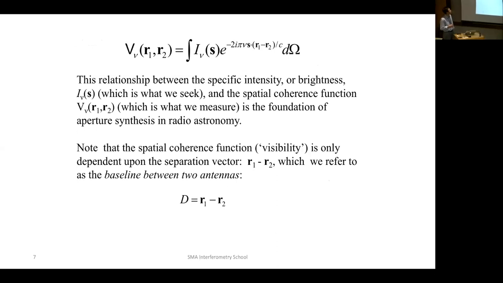All right, so this visibility V of R1, R2 becomes the integral of the specific intensity in the direction of S times e to the 2, by the way, I use i instead of j here for the imaginary number, 2 i pi nu, the cross product of S times R1 minus R2, divided by c. So this is one of the fundamental relations in aperture synthesis in radio astronomy, and you can see where this will get to.